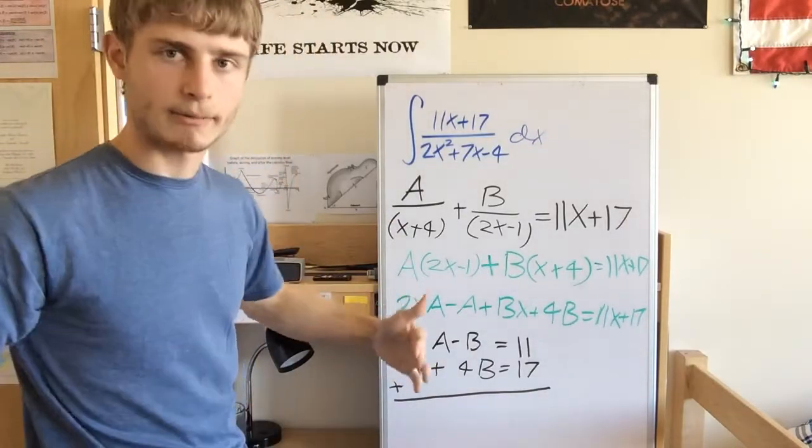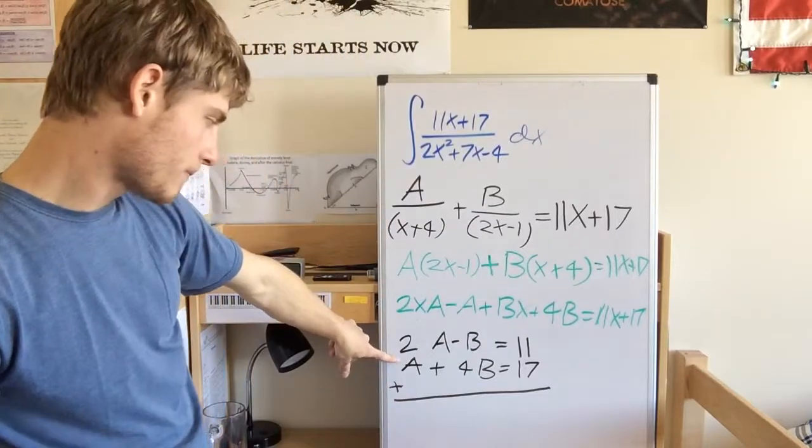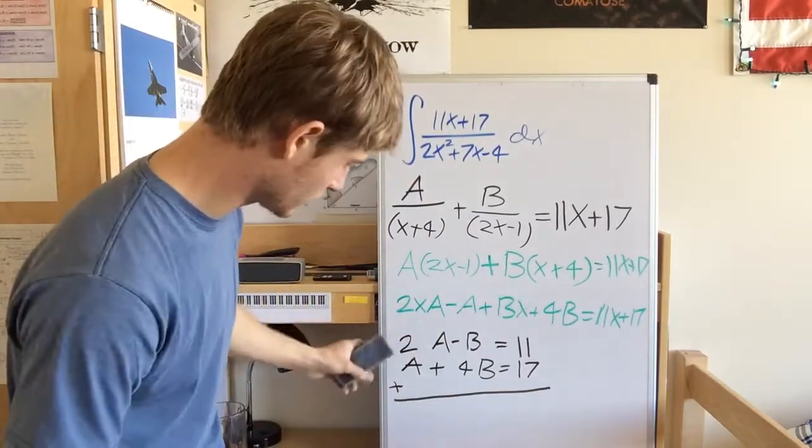Now what else can we do? Well, we need to get rid of, let's get rid of A first. Let's look at, well, we have 2A. I'm going to move this over so it's a little bit more clear.